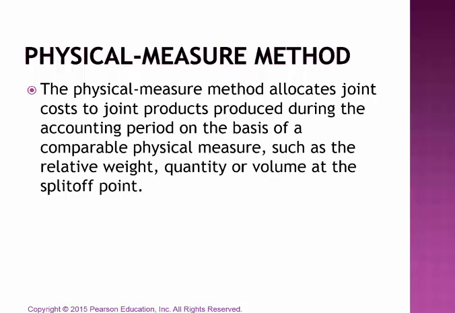In the text, it gives an example. What about the dirt in the gold mining process? We are not going to be using the dirt in the calculation for figuring out how much to allocate to gold and how much to allocate to the dirt. So again, typically we're only using the joint product outputs in this weighting computation.